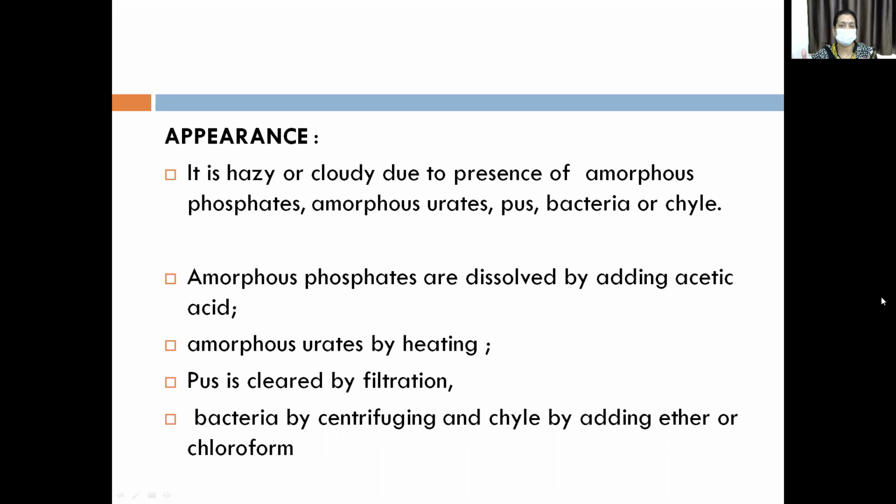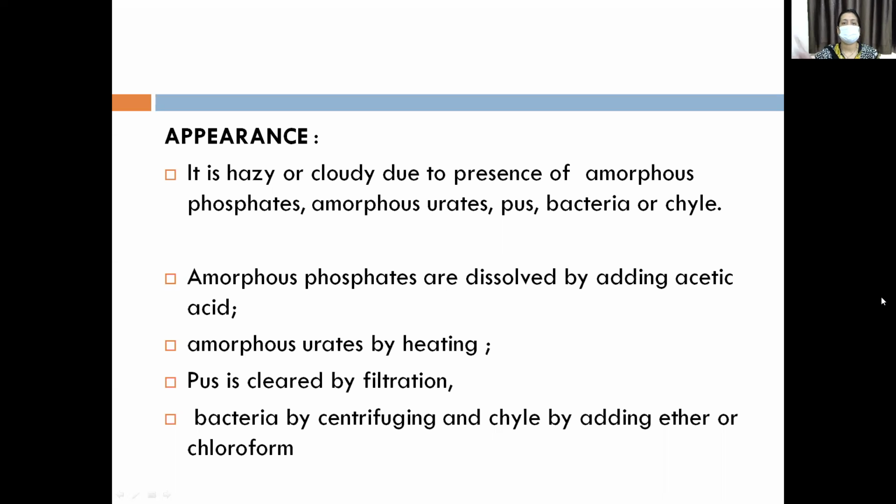3000 revolutions, 15 to 20 minutes will do good enough. There will be a sediment formed. You discard the top layer of the test tube, and then you take that sediment and see it. Okay. So how do you know that the appearance is being hazy due to the presence of bacteria? You centrifuge, take a sample in a test tube, centrifuge it at 3000 revolutions.